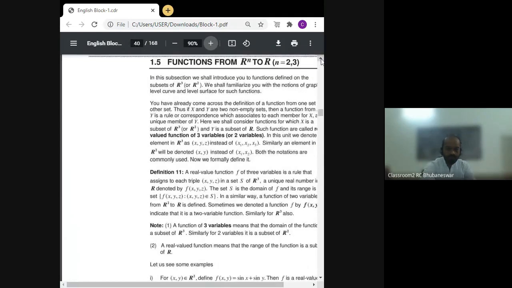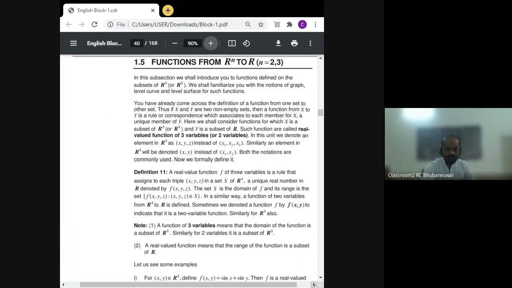Here on page number 40 you can see functions from R to the power n to R. The domain of the function will be R to the power n, and we are restricted to n equal to 2 or 3, because we are going to define a function from R square to R or R cube to R. These functions are known as real valued functions of two variables or three variables. If we define a function over R square, it is a real valued function of two variables. If we define it on R cube, it is a real valued function of three variables.